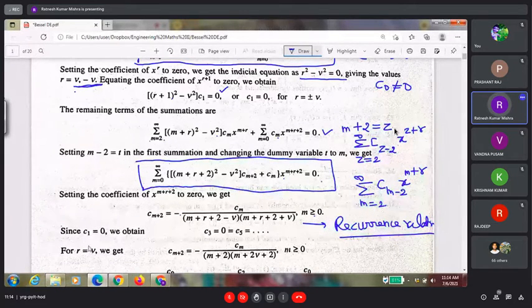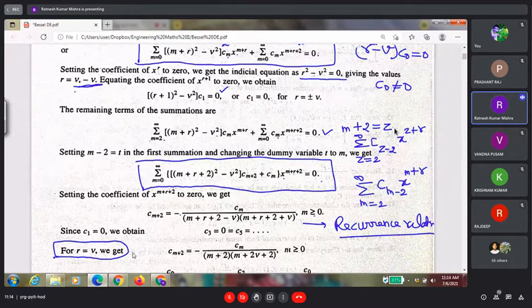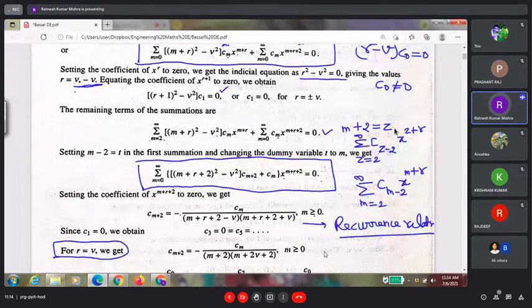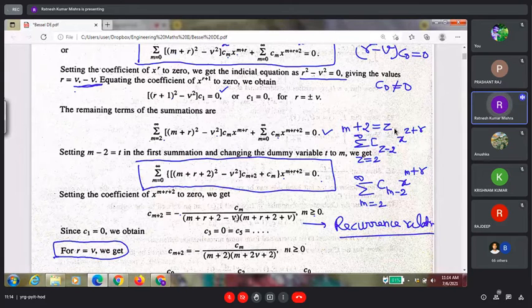Now we will find for r equal to v. For r equal to v, we will find one solution, and for r equal to minus v, we will get the other independent solution. So substitute m equal to 0, c0, m equal to 0, r plus 2, and r equal to v, so this cancels. Substituting this, first c(m+2) is free from r. In this one substitute r equal to v. Now this one.